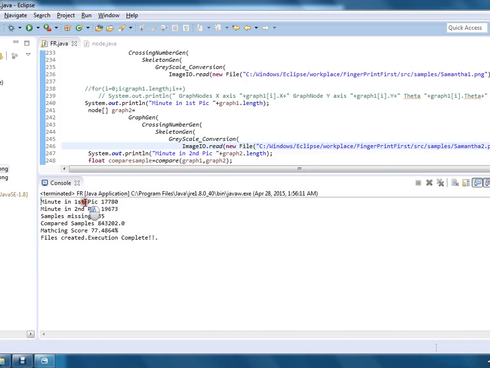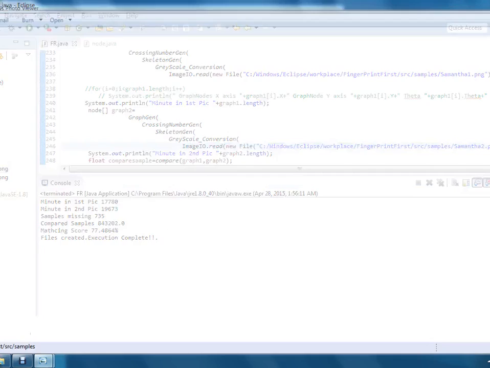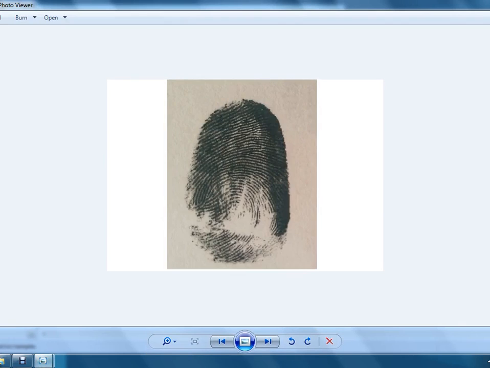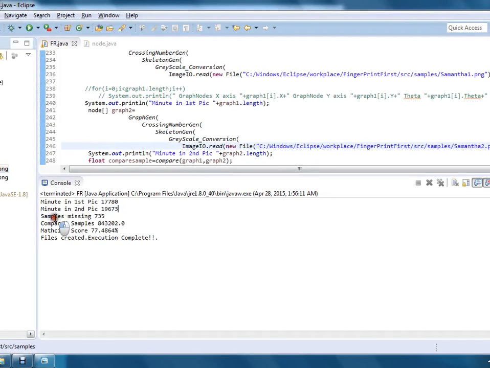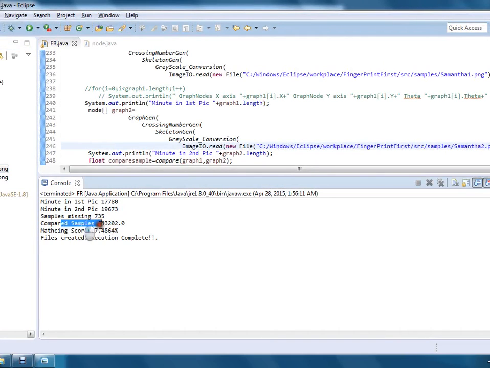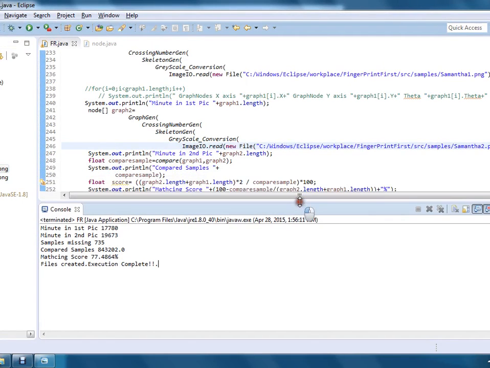So the minutia count is this much in the first picture, and this many in the second picture. There are sample missings of 735 because both the images are taken at different angles and they have a few spots missing. That's why there is a sample missing. These are the compared samples. The matching score shows 77.4864%, which is a good score. On average, a successful matching score is approximately 75%.